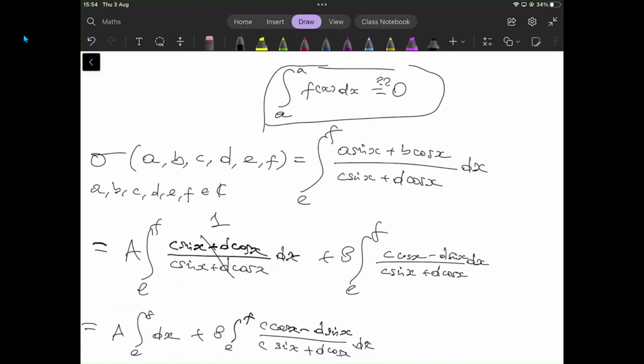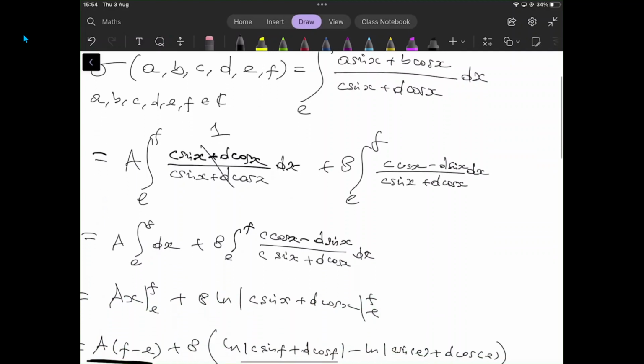How about, I don't know, I don't think there should be any restriction on the a, b, c, and d values. As long as they're in the complex plane, that's fine, right? If there's a restriction on the e and f values, that's all we're concerned with.